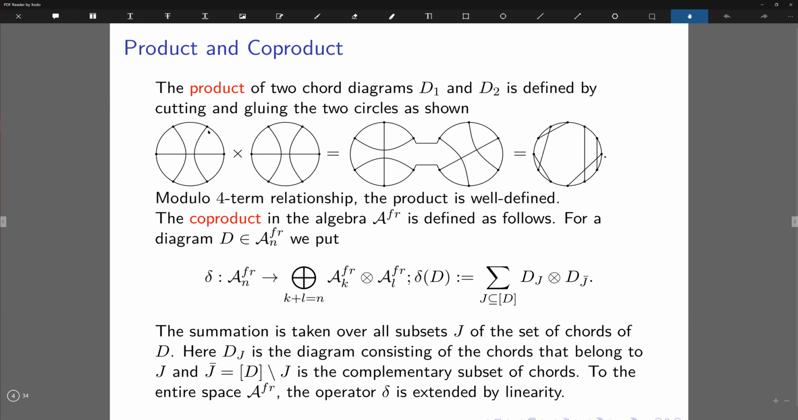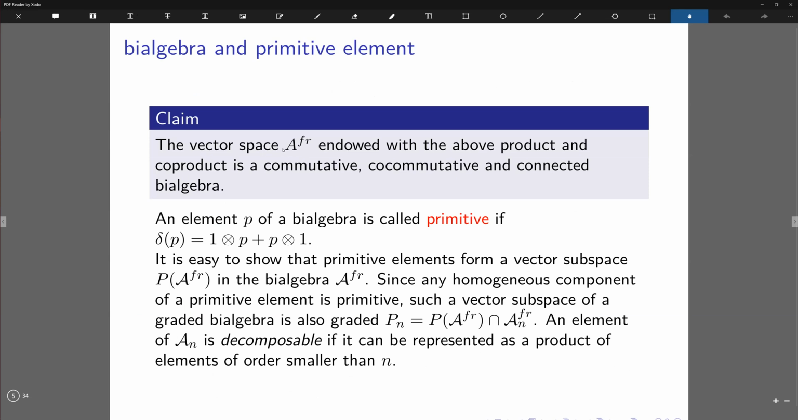And this claims that for the vector space A modulo the Fulton relationship, it is actually a bialgebra. And for this bialgebra, there's only one thing you actually need to check. It's just the compatibility of the product and coproduct, which means that you need to check delta of A times B is equal to delta A times delta B, where A and B are two chord diagrams.